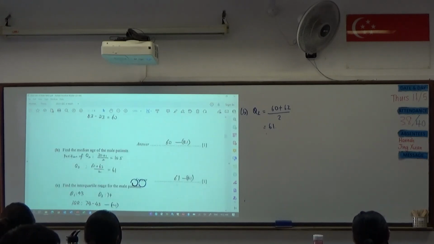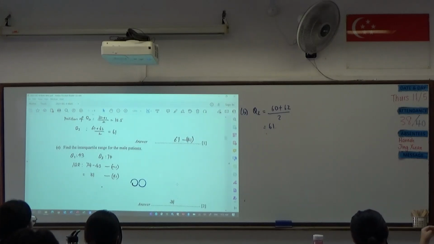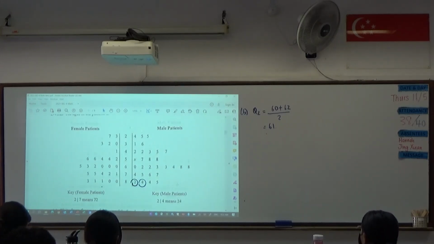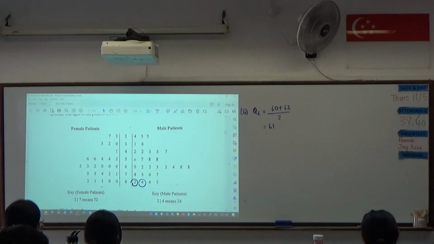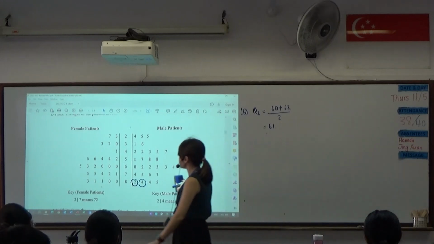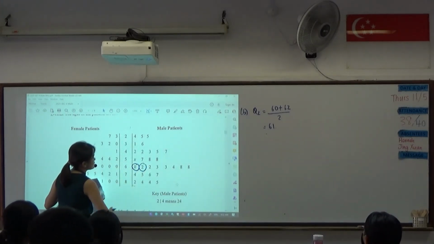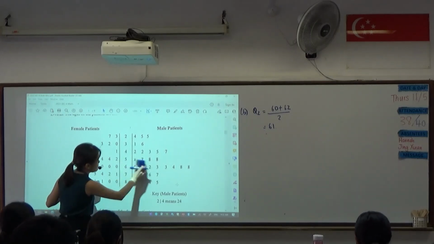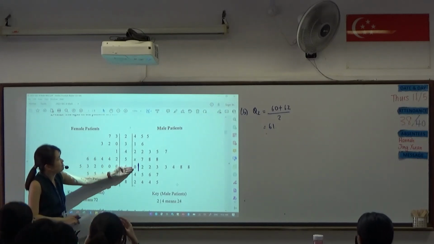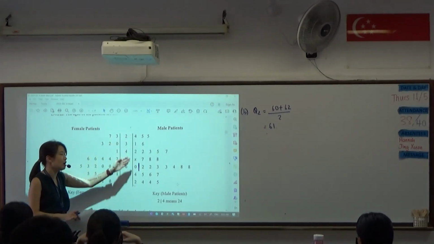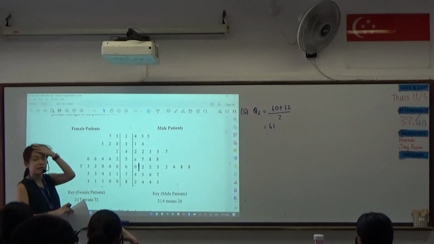Then for part C, to find the interquartile range for the male patients, let me just shift this up. Just now we identified that these two contribute to the median, and the median is halfway through here. That means we have 15 data values before and 15 data values after. And 15 is an odd number.